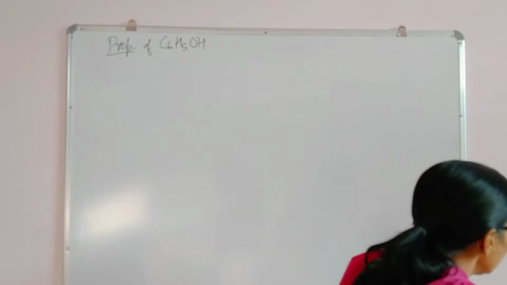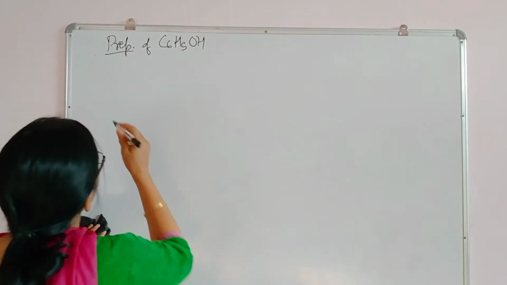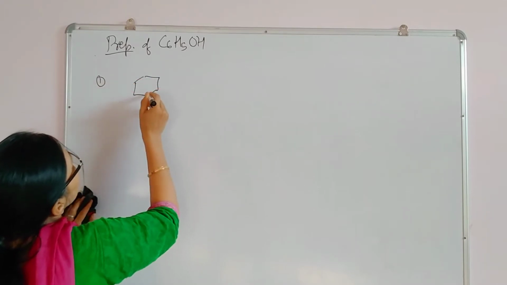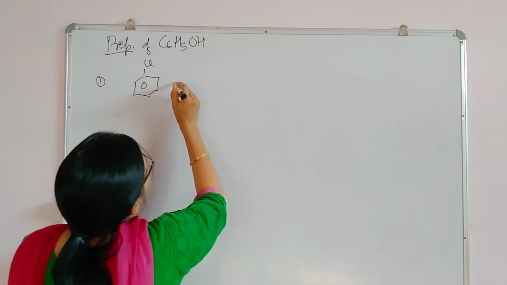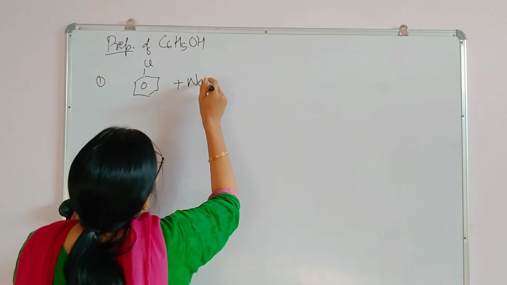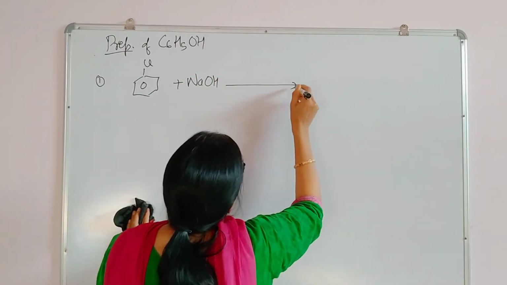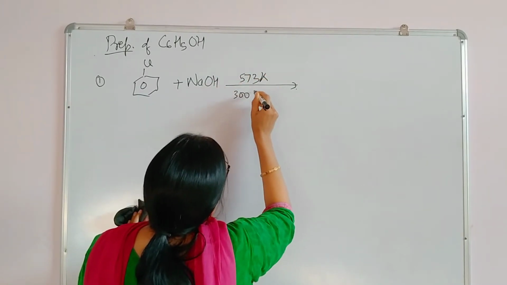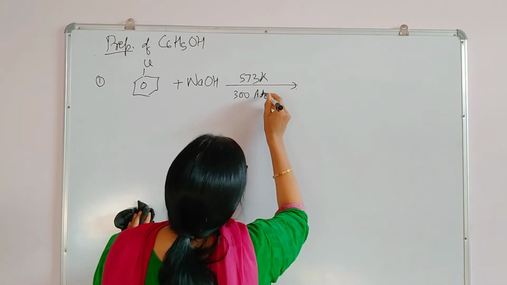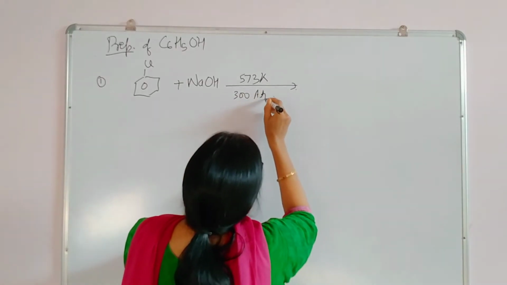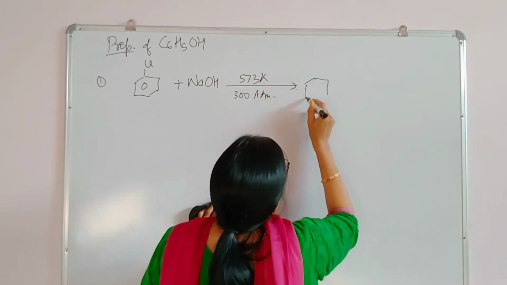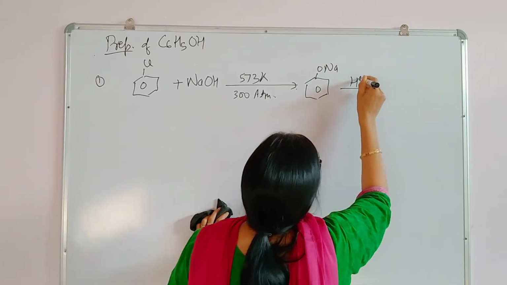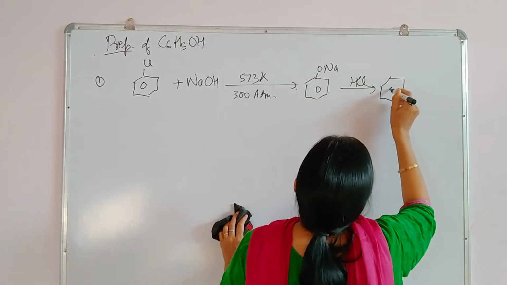So here we are beginning with preparation of phenol. The very first method: chlorobenzene plus NaOH, at 733 Kelvin temperature and 300 atmospheric pressure. Then sodium salt will form. Hydrolysis in presence of HCl, there will be formation of phenol.